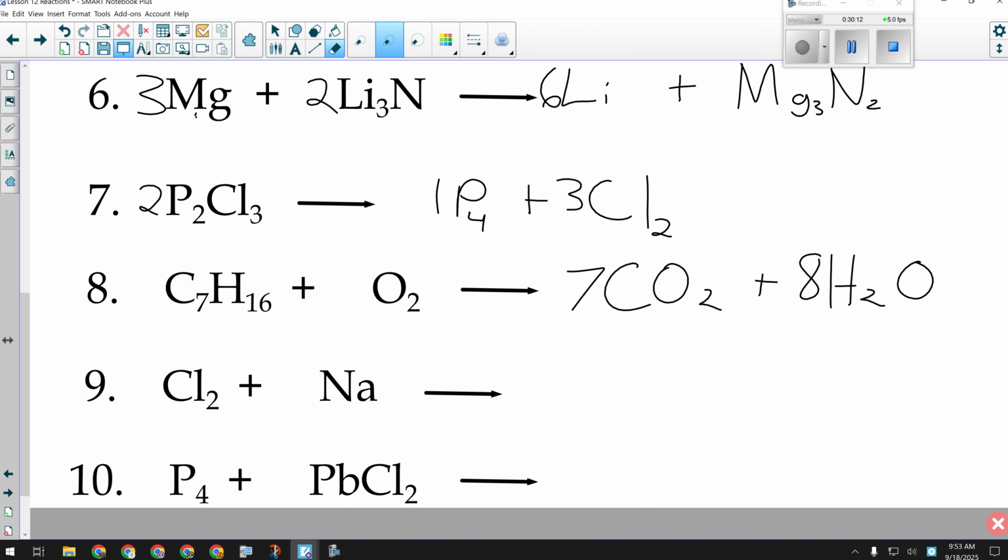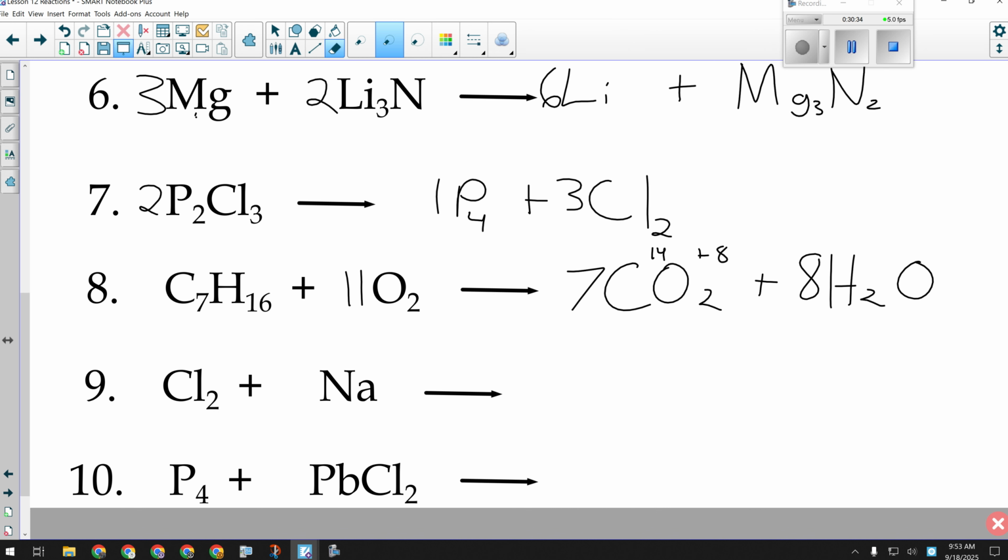Okay, and then the oxygens. 7 times 2 oxygens is 14. Plus 8 times 1, so another 8 more, right? That's going to give me 22. 11 times 2 is 22. Okay. The combustion ones, other than the balancing, are probably the easiest because you always know what the products are. It's always the same thing.